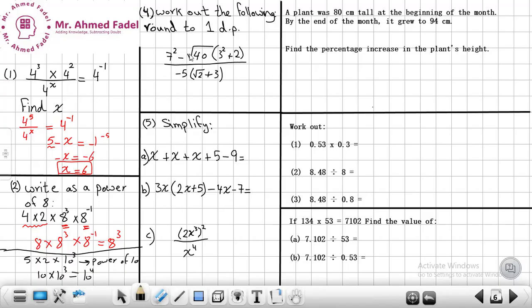Next, work out the following, round it to one decimal place. This question will come to you in paper 2, if it comes. And they will just test how well you can use the calculator. So you need to use a calculator for this. All right, let's do it.